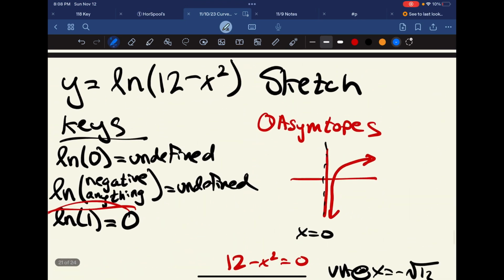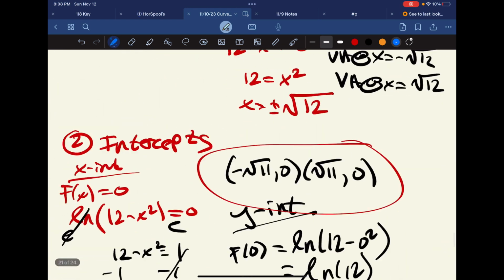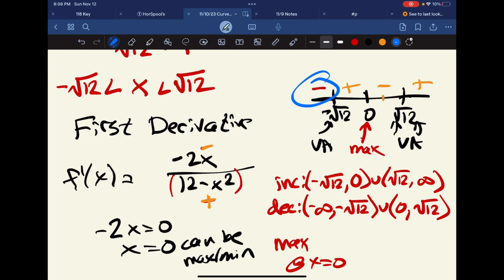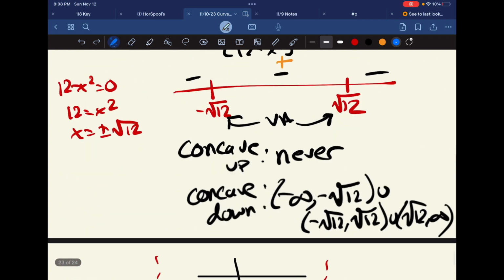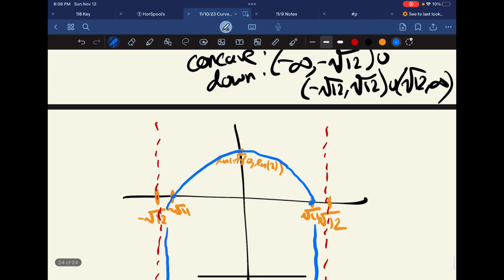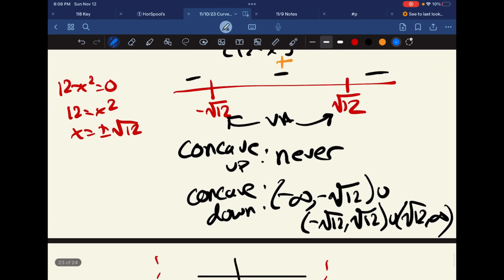Now our intervals of increasing and decreasing are going to be, so the outer pieces are actually outside of our domain, so they cannot impact our function. From negative square root 12 to 0, we are increasing, and from 0 to square root 12, we are decreasing. All right, great. And then that's just going to be down here because these are vertical asymptotes, and we cannot cross them. So this is what our function is going to look like.